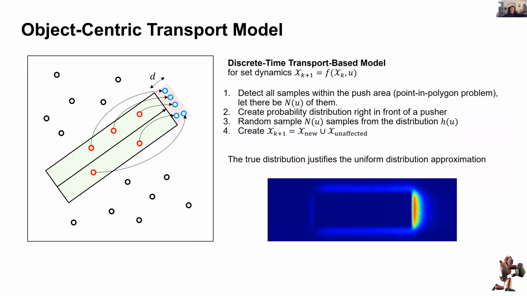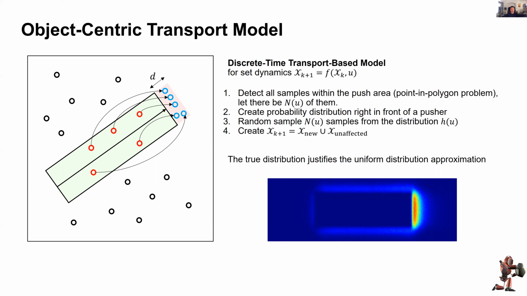Now, finally, as a baseline, we've also prepared an object-centric model. What that does is we get away from images and actually think about the coordinates of these particles. We have a pusher, the area that the pusher sweeps. We're going to take all of those coordinates and distribute them according to some uniform distribution at the front of the pushed area.